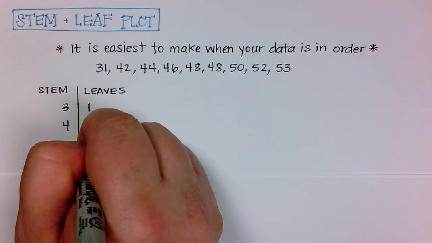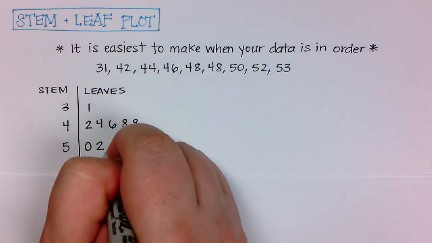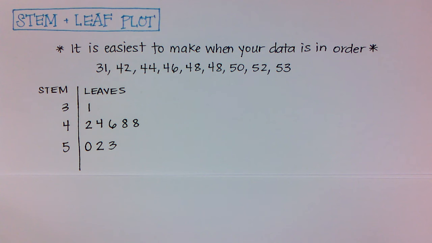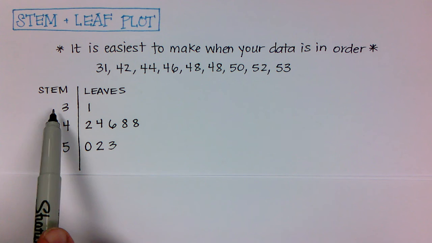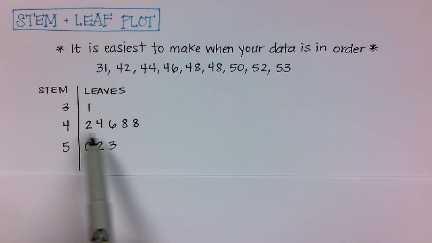Then for 50, I'm going to go on down, add a 0. For 52, add a 2. And for 53, add a 3. And this is primarily it for making our stem and leaf plot. So it's kind of showing us how many of our values were in the 30s, how many of them were in the 40s, how many of them were in the 50s.